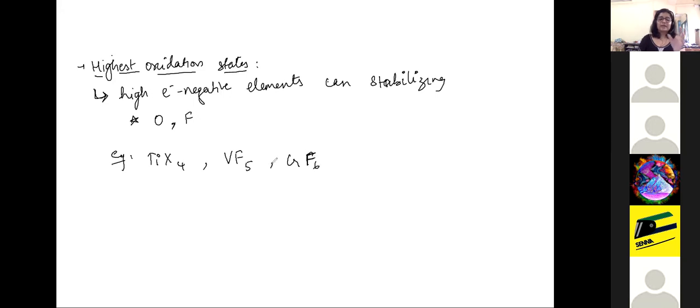These are the examples of halides that are formed. In the case of titanium, it is stabilized by all of the halogens: fluorine, chlorine, bromine, and iodine. But when it comes to the +5 oxidation state of vanadium and the +6 oxidation state of chromium, only fluorine is able to form these compounds. Other high oxidation states are shown with oxygen.